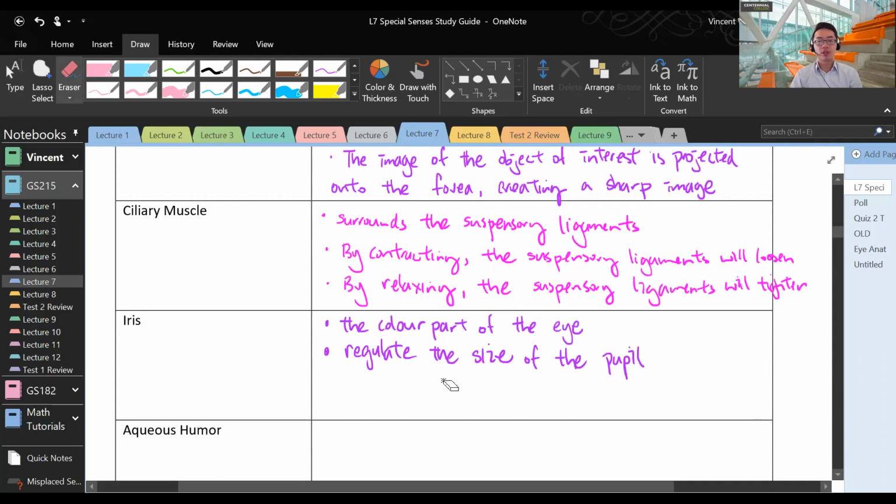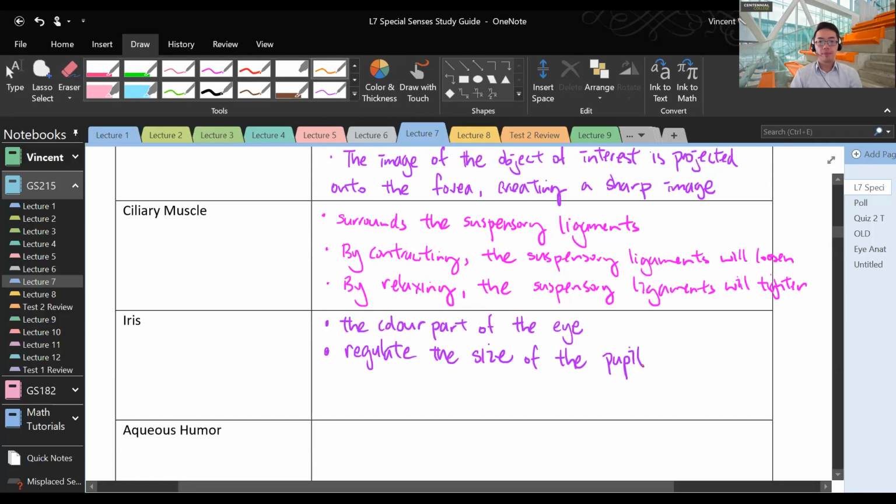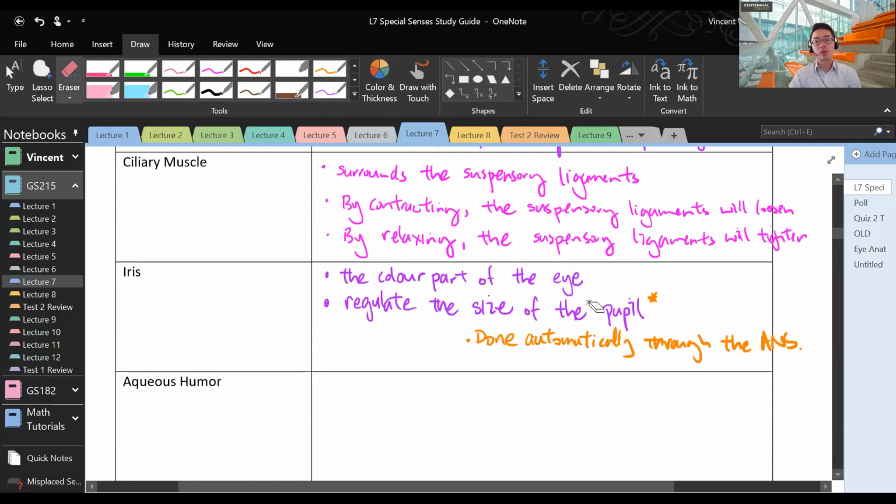So that's why it's important to regulate the size of the pupil. But the actual regulation, I should maybe put an extra note here, is done automatically through the ANS, right? The autonomic nervous system. Remember, we have the parasympathetic system and the sympathetic system. The sympathetic system is going to dilate the pupil, whereas the parasympathetic system is going to constrict the pupil.